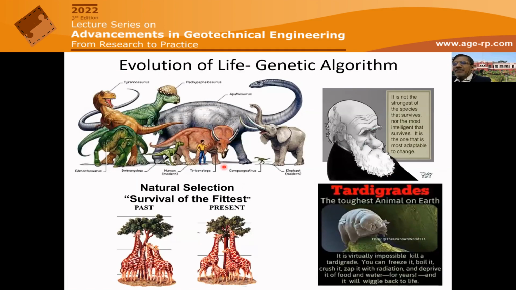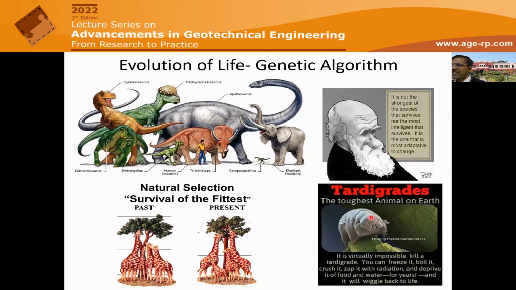So this genetic algorithm is basically based on Darwin's principle: survival of the fittest. Fittest does not mean the strongest, otherwise dinosaurs would still be existing on our earth. What survives is not the strongest, not the most intelligent, but the one that is most adaptable to change.